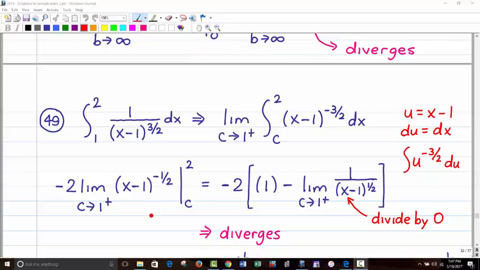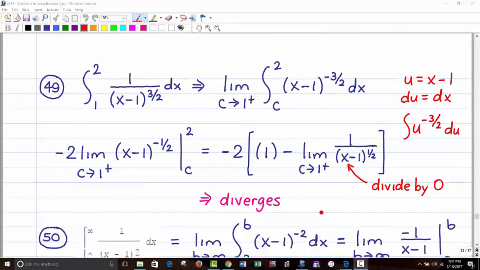But 0 raised to a negative number is actually a discontinuity, because look over here, it actually means you're dividing by 0. So it would be really easy to make a mistake and think that converges. If that exponent over here had been positive 1/2, then that would have gone to 0, and our answer would have been negative 2 times 1, negative 2. But this definitely diverges because you're dividing by 0.